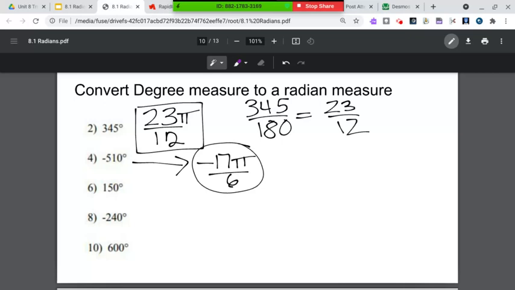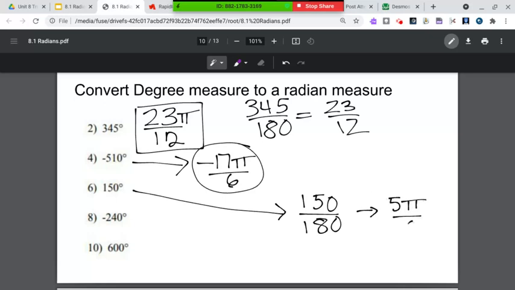Good question. Okay, 150 degrees. We could probably do this one with mental math because we're smart. 150 over 180. The zeros cancel to 15 over 18. Divide by 3 top and bottom, and you have 5 over 6. 5 pi over 6 radians.